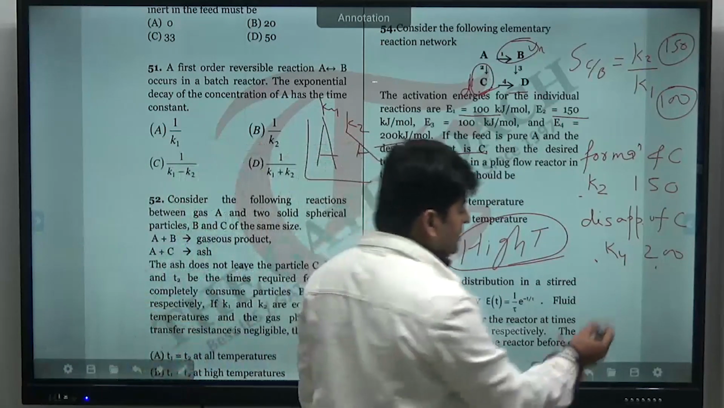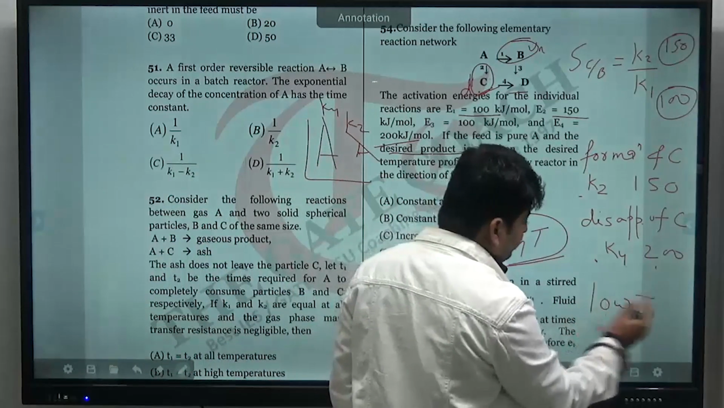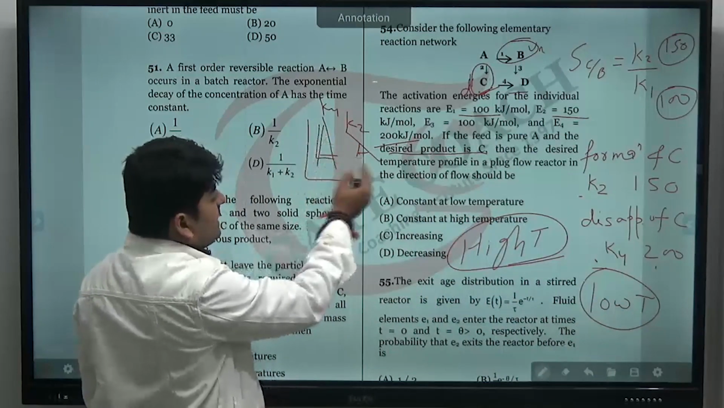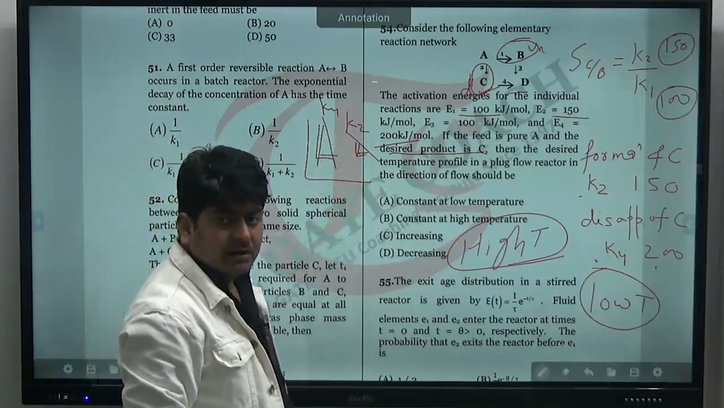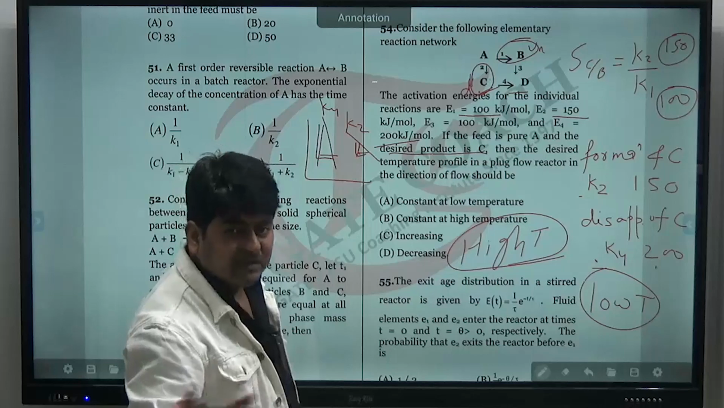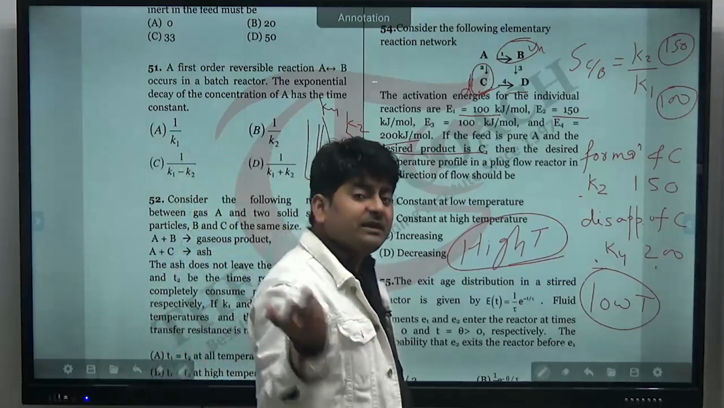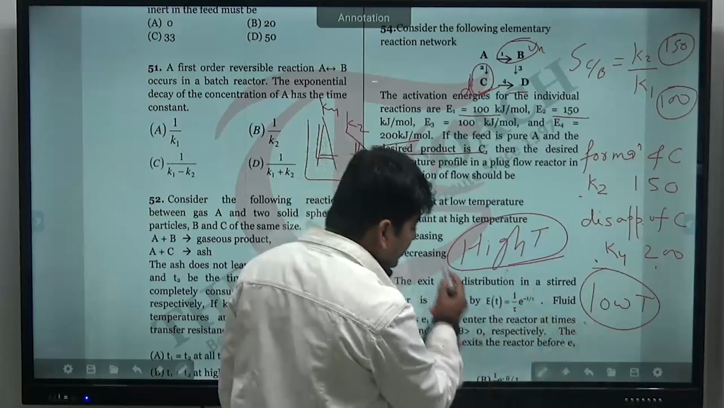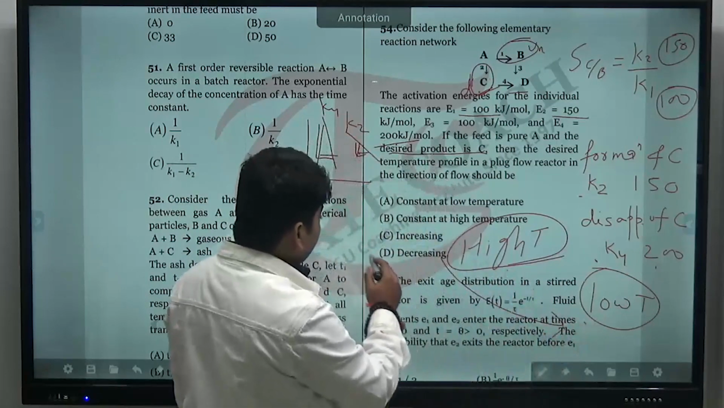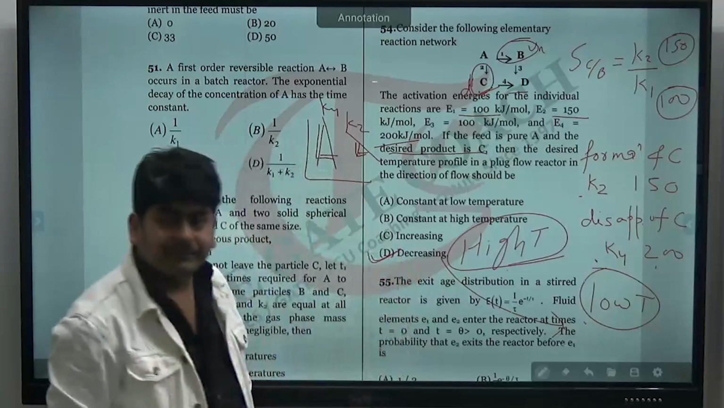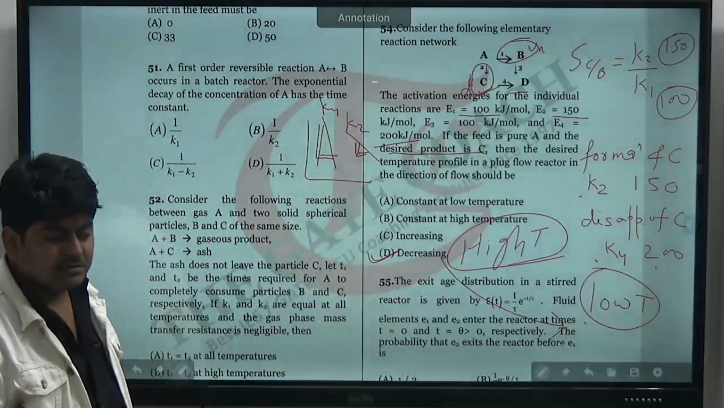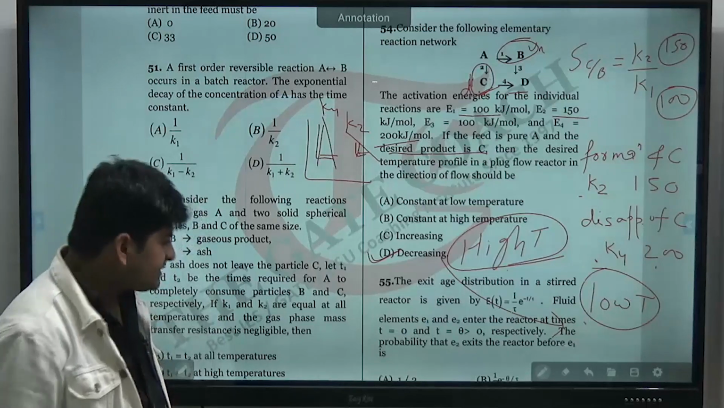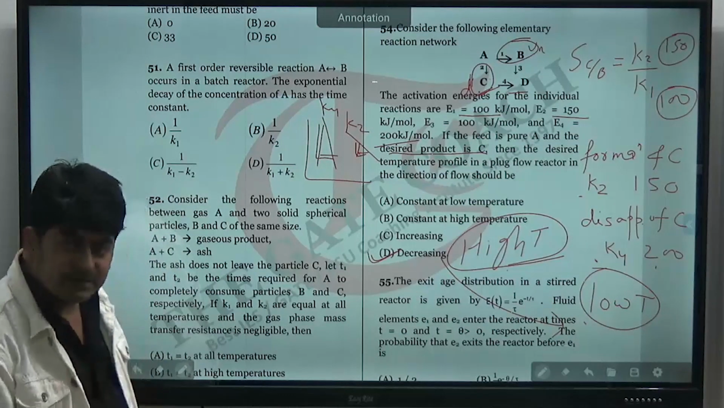Okay, so what I have to do, I have to keep low temperature now. Because if I keep low temperature, then K4 will decrease more as compared to K2. Okay, so in that case the disappearance of C will decrease and the formation of C will increase. So the profile will be initially high, finally low. That means the decreasing profile. So option D will be my correct answer. Okay, simple. So this question was again there for 2 marks. I hope it is clear.